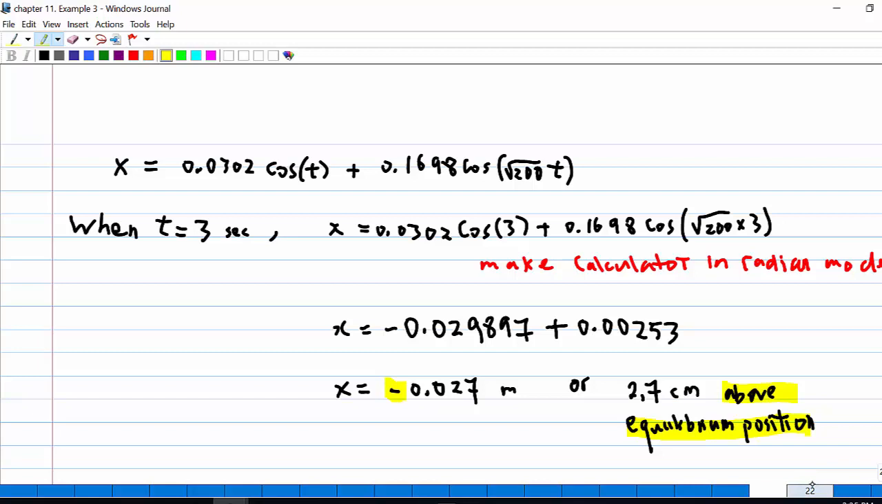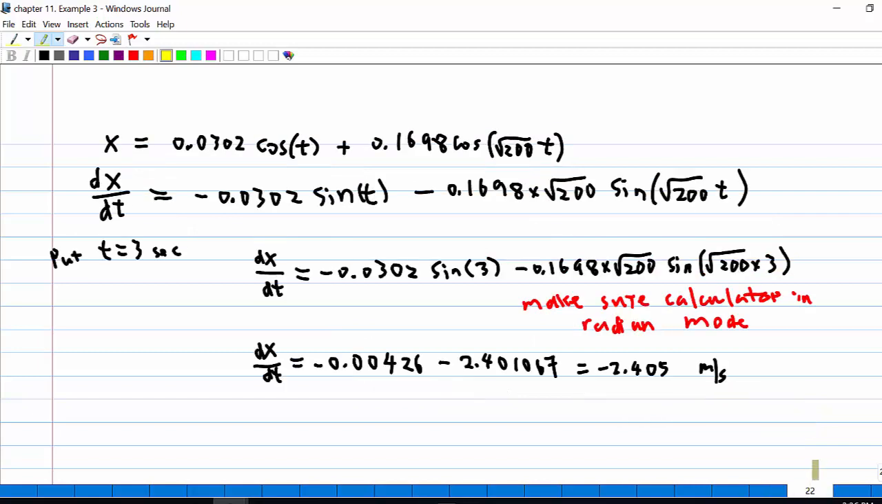Then they also ask you for the velocity. How do you find the velocity? You differentiate the position. So you look at the position again, then you differentiate. Remember, differentiate cosine t, you get negative sine t. Differentiate cosine square root 200 t is minus square root 200 sine square root 200 t.